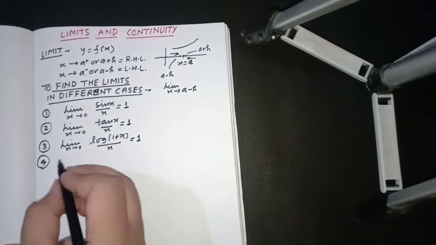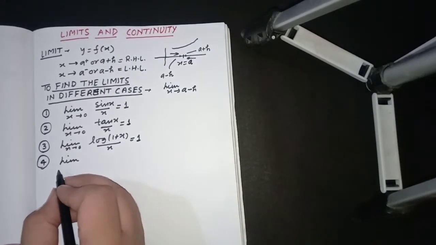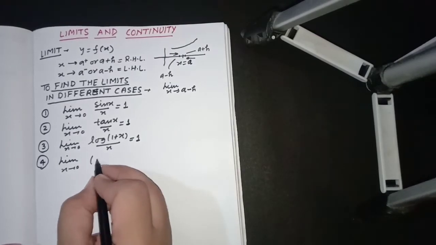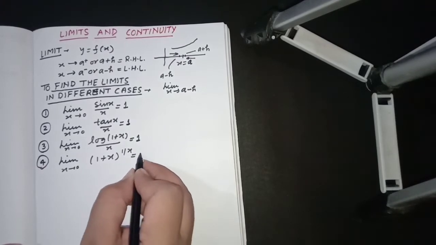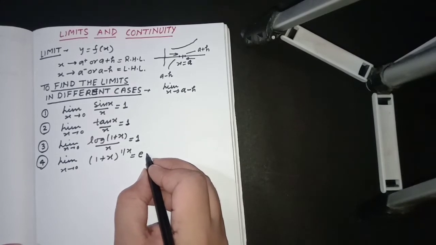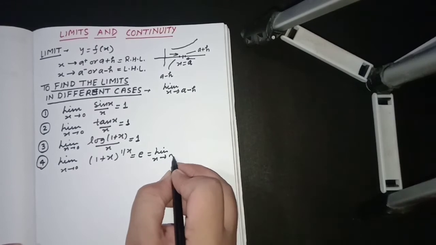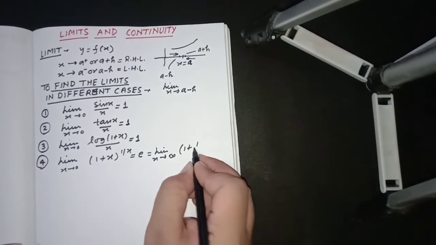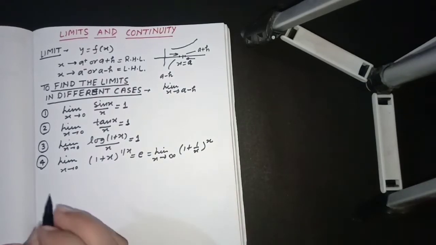And after that, let us see one more formula. It is also important from the point of view of competitions. If limit x tends to 0 (1 plus x) whole power 1 upon x, then that will come out e. There is one more such result: limit x tends to infinity (1 plus 1 upon x) whole power x, the same value will come out e.